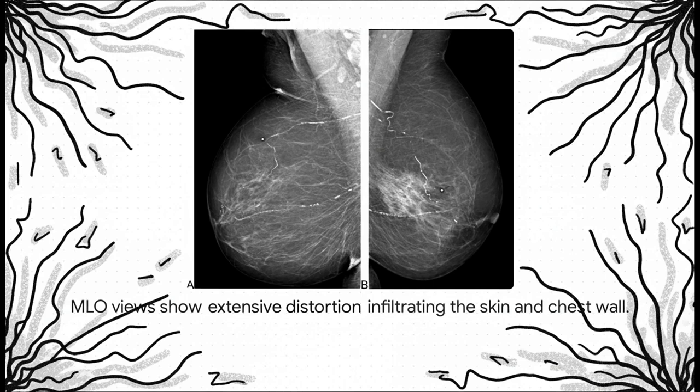Okay, let's look at a case. Here we've got the medial lateral oblique, or MLO, views of the left breast. Now look closely at the central and lateral parts. You can see this widespread, kind of haphazard pattern. This is not some neat, contained little lesion. It's an extensive architectural distortion that's already pushing into both the skin and the chest.